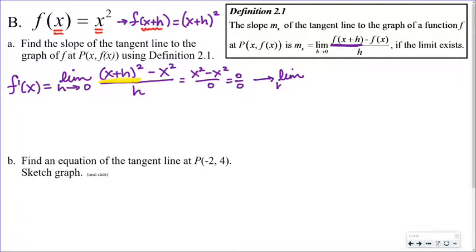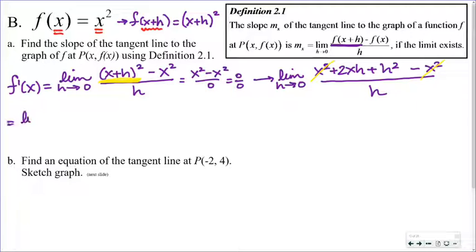So when I multiply all of that out, I get x squared plus 2xh plus h squared, and then I still have the minus x squared at the end over h. So you can see I am going to be able to cancel out these x squareds, which is nice, and now I get the limit as h approaches 0 of 2xh plus h squared over h.